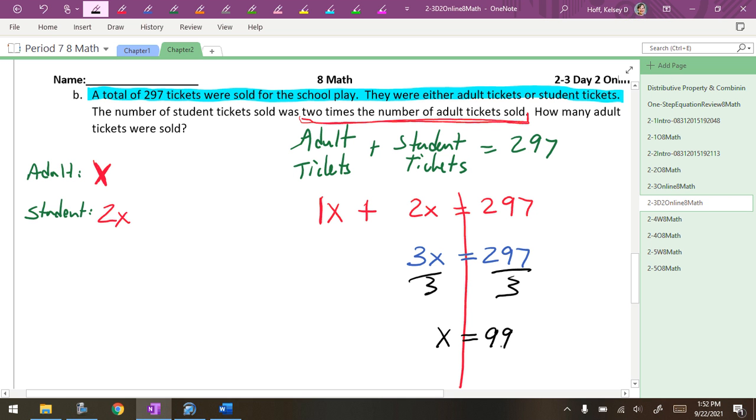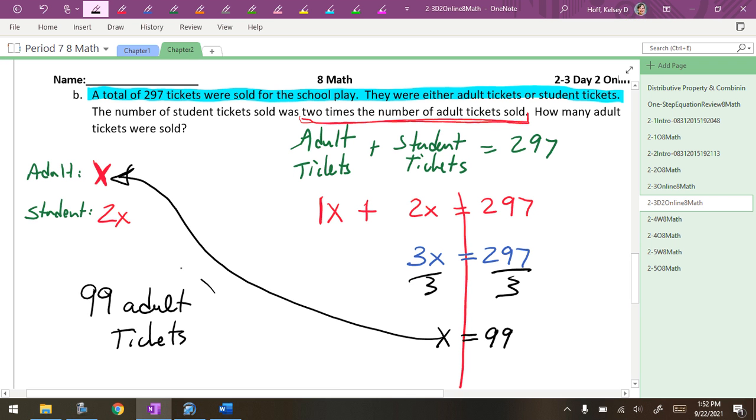Remind me what we said X stood for. X stood for adult tickets. Go back to the problem. What did they ask you? How many adult tickets? You would say 99 adult tickets.